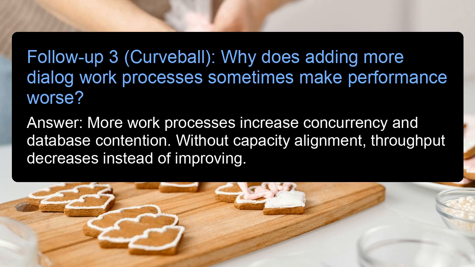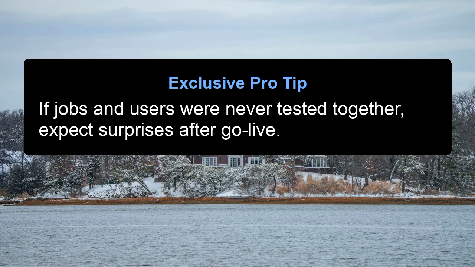Follow-up 3. Curveball. Why does adding more dialog work processes sometimes make performance worse? Answer: more work processes increase concurrency and database contention. Without capacity alignment, throughput decreases instead of improving. Exclusive pro tip: if jobs and users were never tested together, expect surprises after go-live.